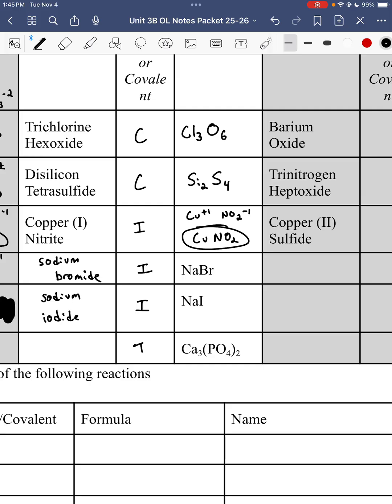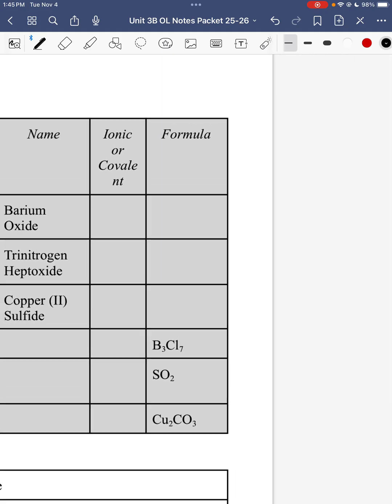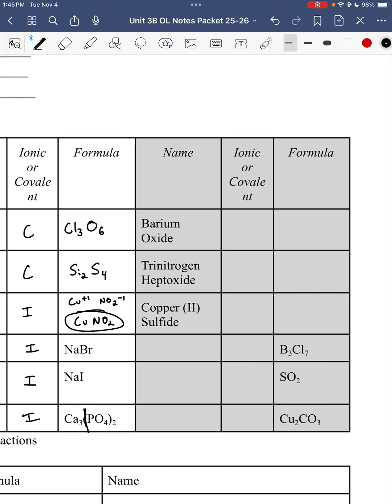Another ionic, another one with no transitions. So I'll just look. The two ions are calcium and phosphate. We keep that ending exactly the same. And the last section, we have barium oxide, which is ionic, a metal and a nonmetal. Ba plus 2, O minus 2. So when we cross that over, we're left with just BaO.